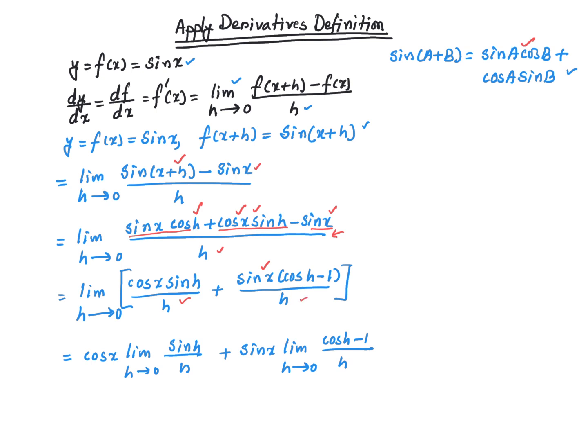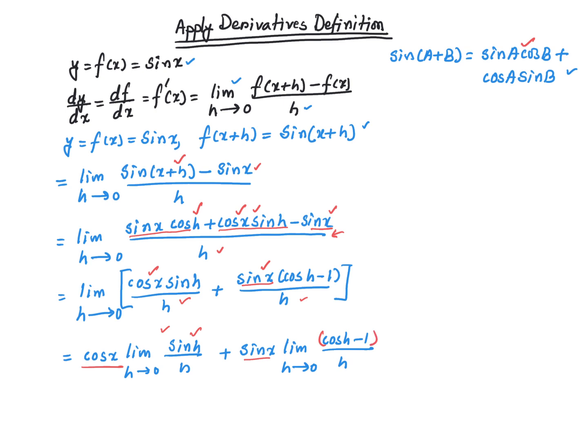Now using the limits property, I could break it down into two limits, right? The limit of the sum is the sum of the limits. So that's going to give me this. Now look, cosine of x does not have h dependence, so I just took it outside. And then I have limit h approaches 0 of sine of h over h. And here also sine of x does not have any h dependence, so I take the sine of x outside of the limit. So limit h approaches 0 of cosine of h minus 1 over h.